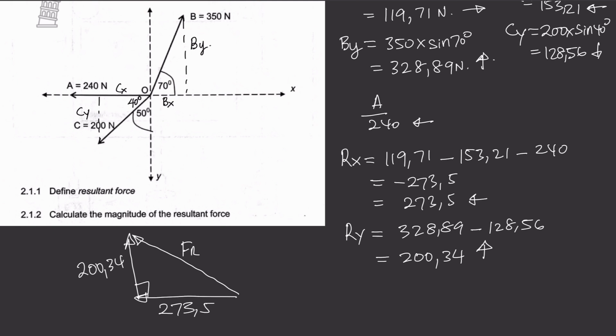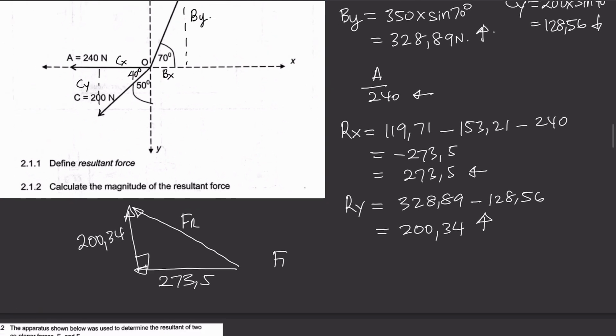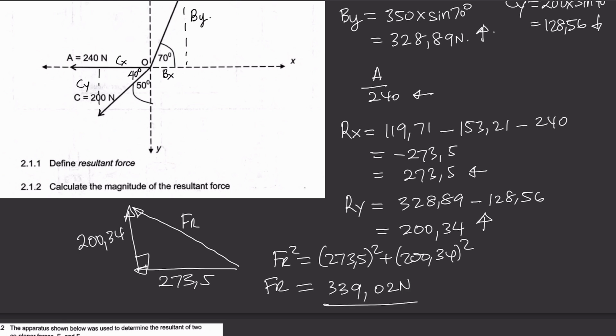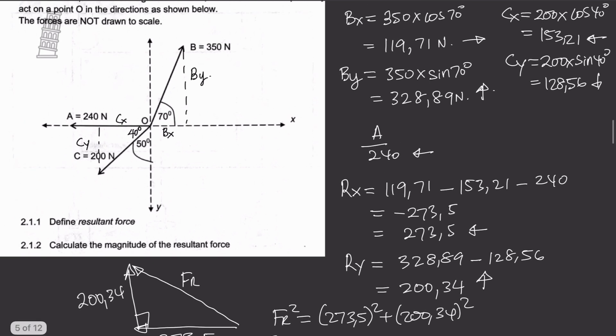So you work out the hypotenuse. We'll say FR squared is equal to 273,5 squared plus 200,34 squared. Then you square root, and you get an answer of 339,02 newtons. They ask for only the magnitude, so we don't need to work out the direction or theta. So the key thing here: break it up into components, then add the horizontal, then add the vertical, and then do your triangle.